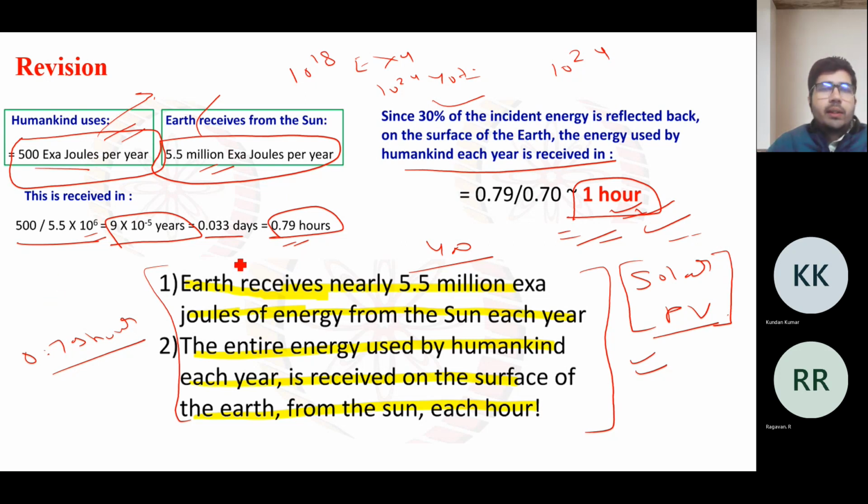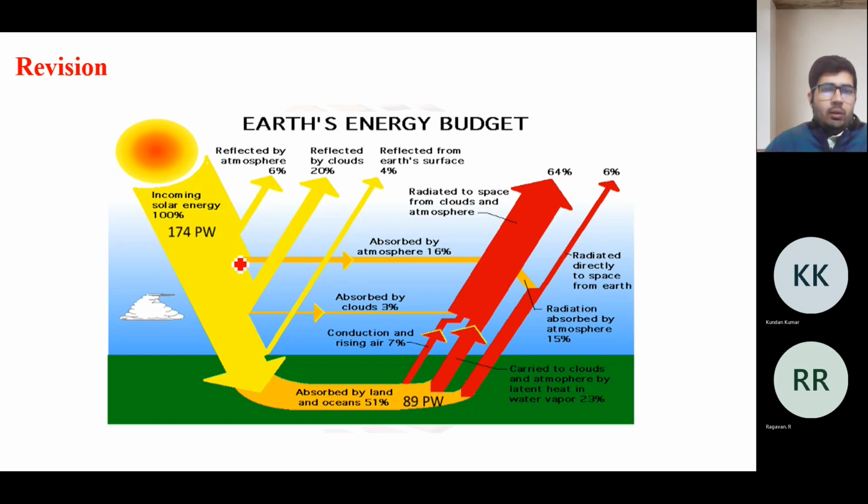Okay, now come to the next slide. This is a very important slide. In this you can see the earth's energy budget, how much energy is coming and where that energy is going. This is the sun and this is the surface of the earth. You can see various arrows, which are basically the energy balance.